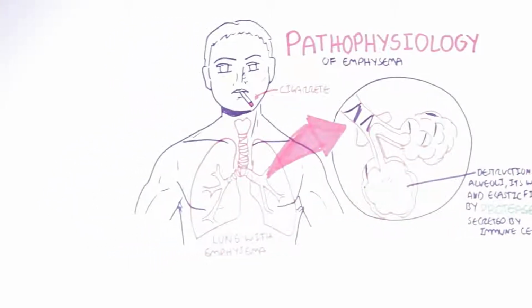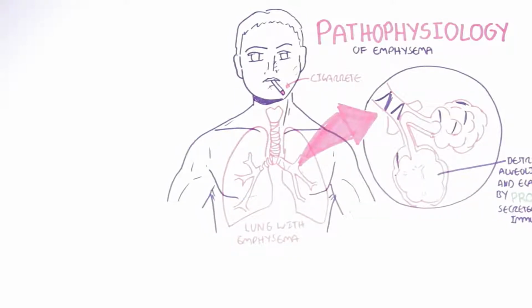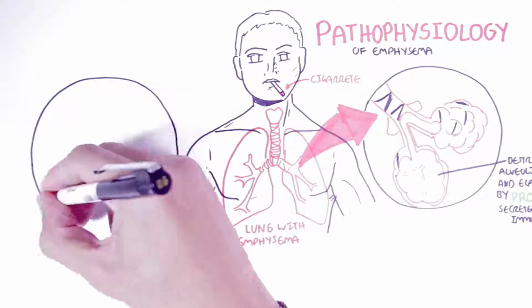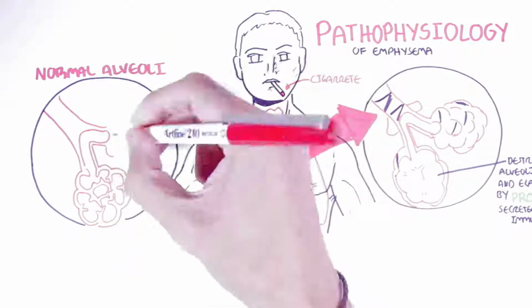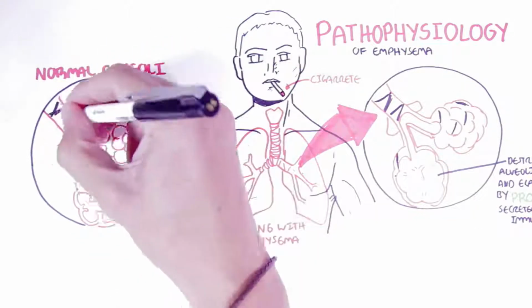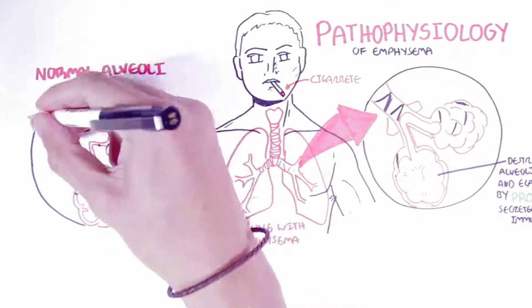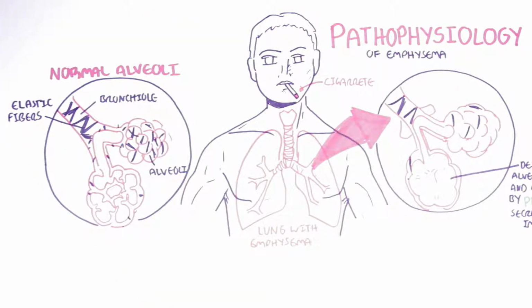So let us begin first by looking at a normal alveoli and see how it progresses to an alveoli of emphysema. So here we have the bronchioles, the alveoli, made up of many alveolus. And here we have the elastic fibers, which are found on the alveoli and on the bronchioles. The elastic fibers allow recoiling to occur during inhalation and exhalation of gases.